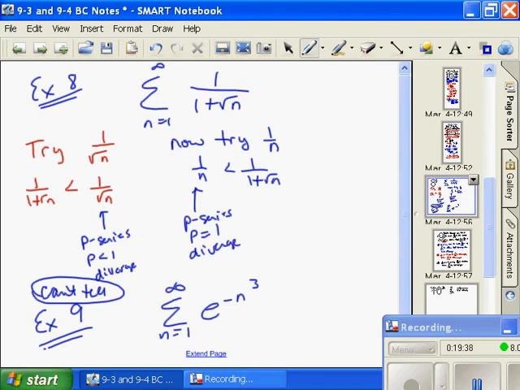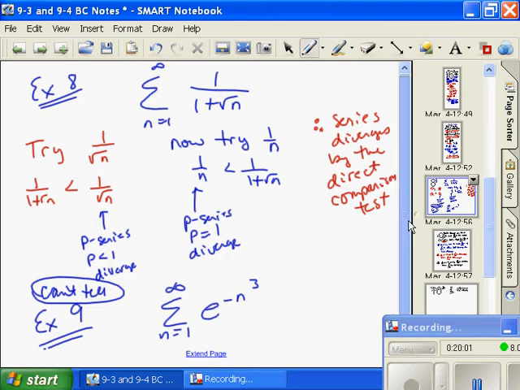So if the smaller one diverges, can I tell anything? And the answer is yes. Therefore, the series diverges by the direct comparison test. So if the smaller one diverges, so the larger one would diverge as well.